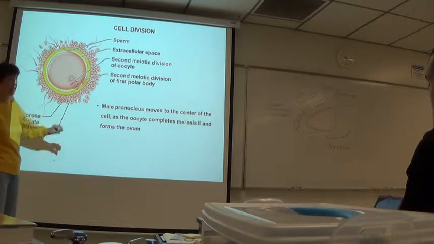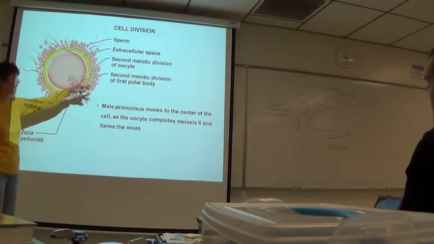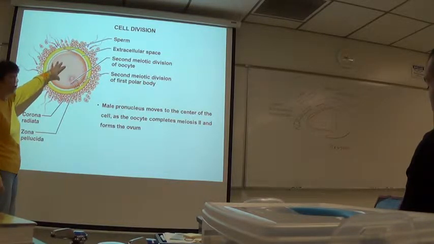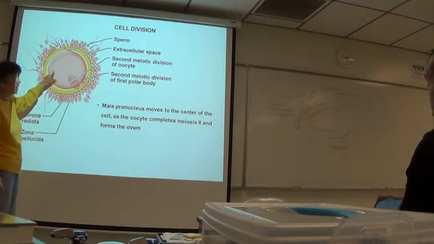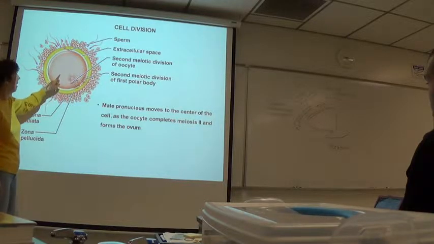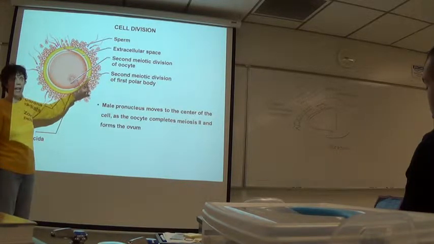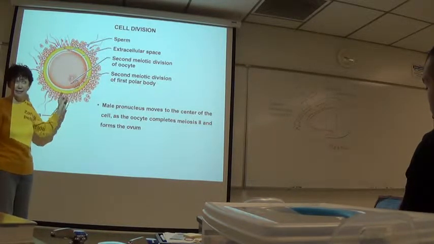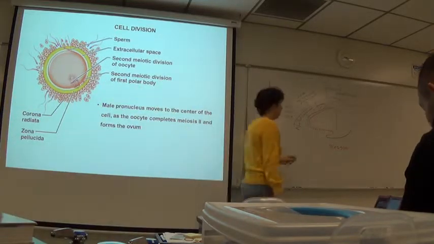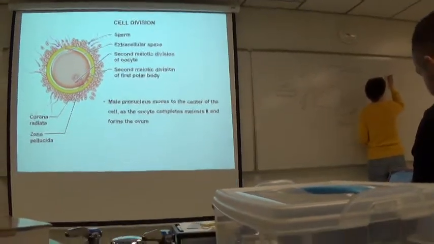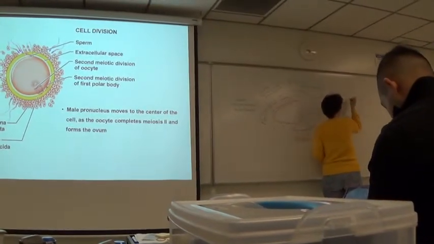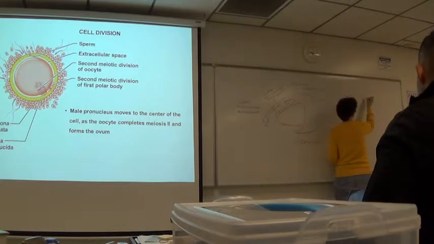So if the first polar body doesn't undergo meiosis, then we would have our ootid that's n, and our first polar body that's 2 parentheses n, and our second polar body that's also n. Does that make sense? All right, so we have our secondary oocyte and first polar body. Each of these is 2 parentheses n.